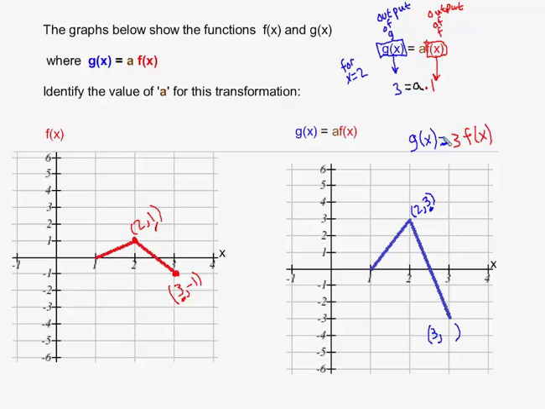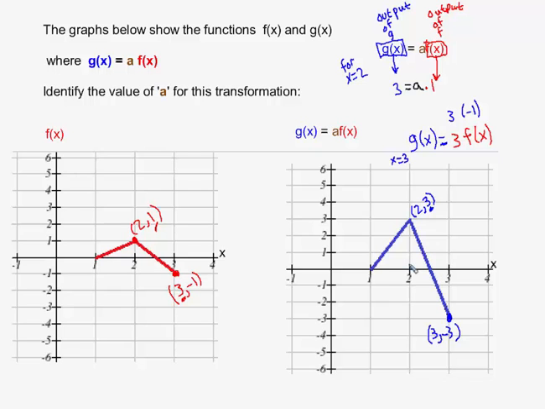The formula says to find the output of g when x is 3, I simply take the output of f and multiply by 3. Well, my output of f is right here at -1, and if I multiply -1 by 3, I get that when x is 3, the function value for g would be 3 times -1, or -3, and that indeed shows up on my graph. This is the point 3, -3 right here. So this equation shows me how to get from any point on f to its transformed point on g.